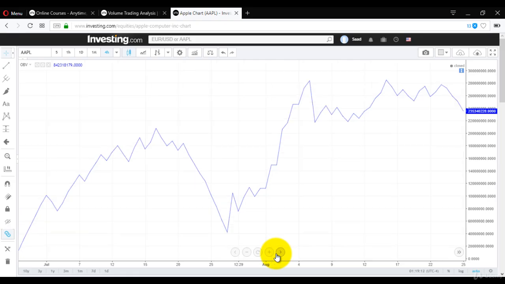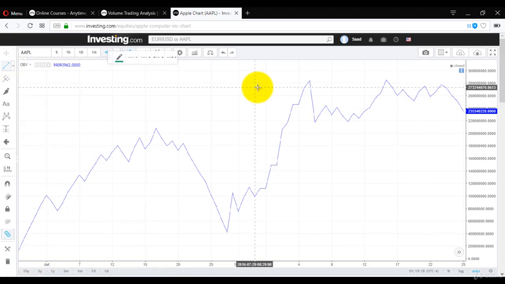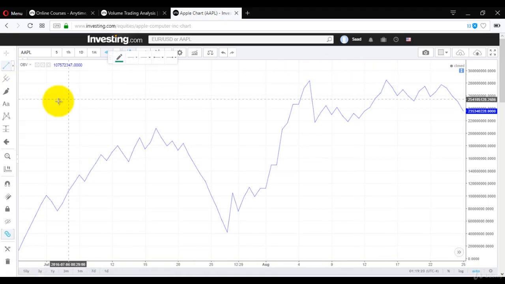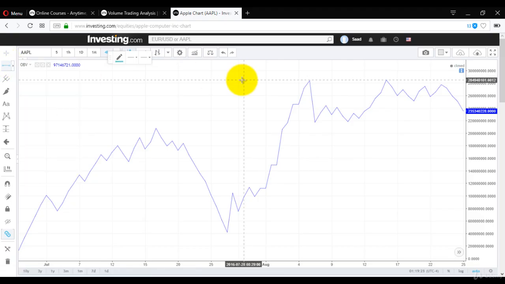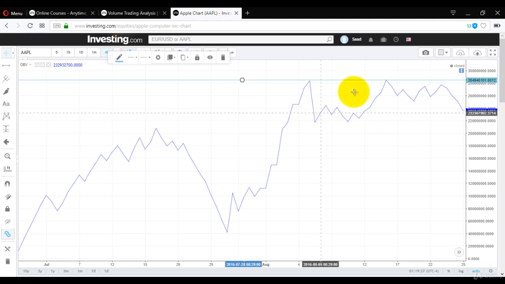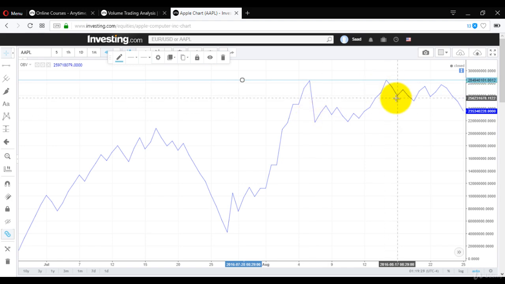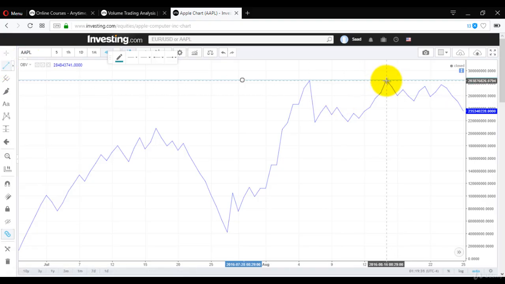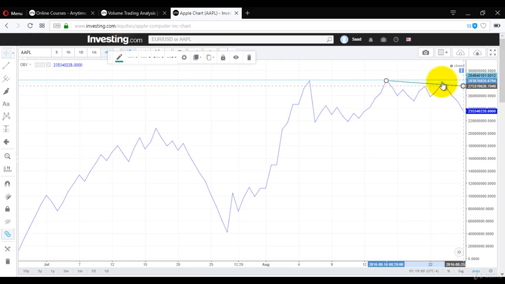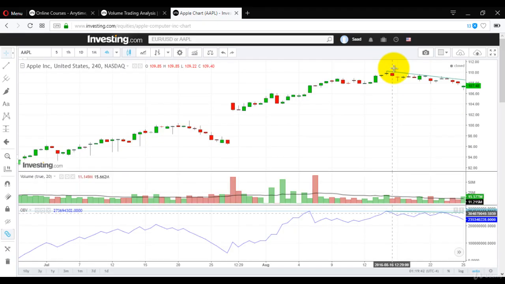Now, if you look at it, it's a descending chart. Let me show you. First of all, let me put it this way. This is a major high. It reached here, fell off, it reached here, fell off. So we know that the resistance is here. If you put a trend line, this trend goes lower. So it tells us that the fall is coming.